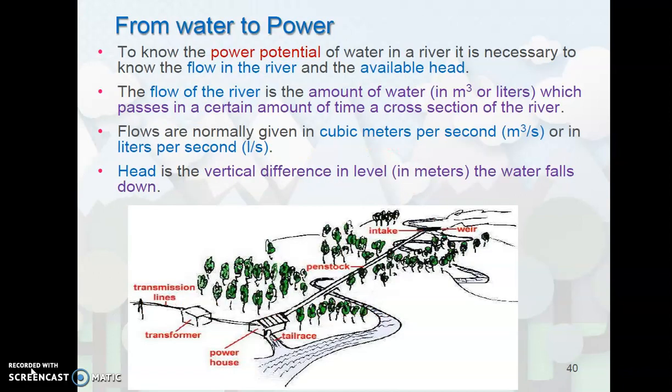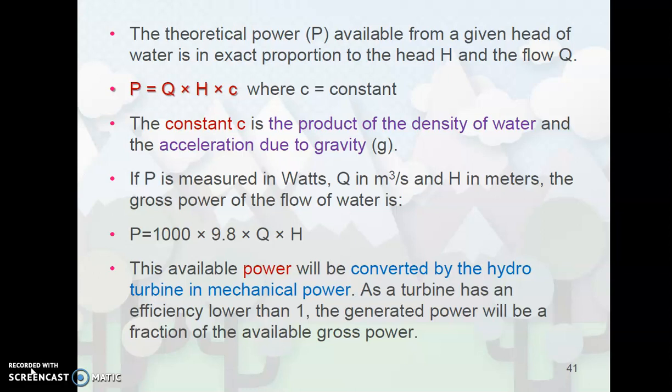From water to power. To know the power potential of water in a river, it is necessary to know the flow in the river and the available head. The flow of the river is the amount of water in cubic meters or liters which passes in a certain amount of time across a section of the river. Flows are normally given in cubic meters per second or liters per second. Head is the vertical difference in level the water falls down. The theoretical power available from a given head of water is in exact proportion to the head H and the flow Q.